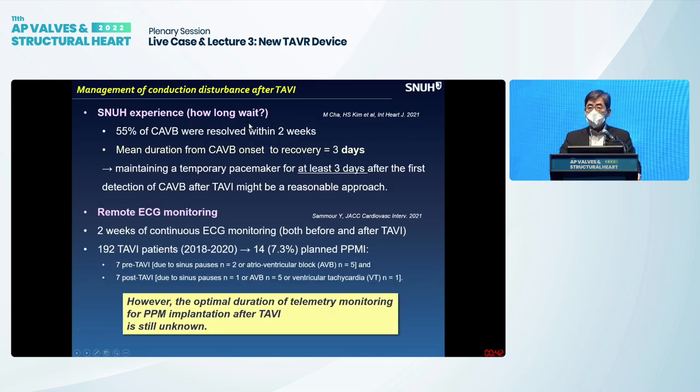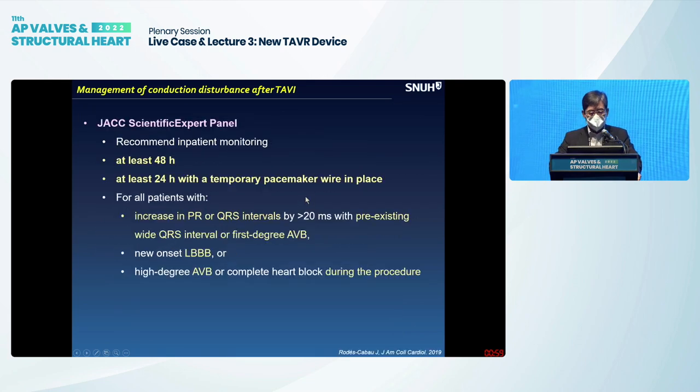How long do we have to wait? In our cohort, the mean duration from AV block onset to recovery is about 3 days. Thus, in our institute, maintaining a temporary pacemaker for at least 3 days might be a reasonable approach, and we adopt such a strategy.